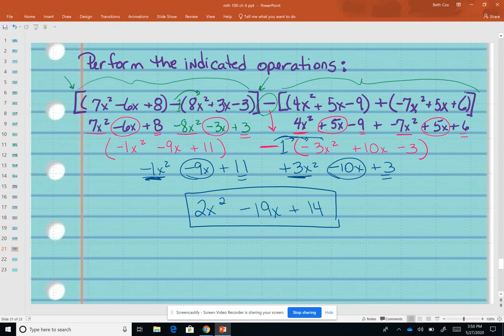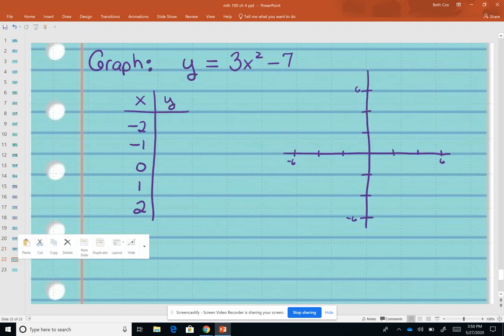If you find any mistakes or you got something different, let me know. I think I did it right, but y'all let me know if I did it wrong, okay? All right, let's go to the next one.